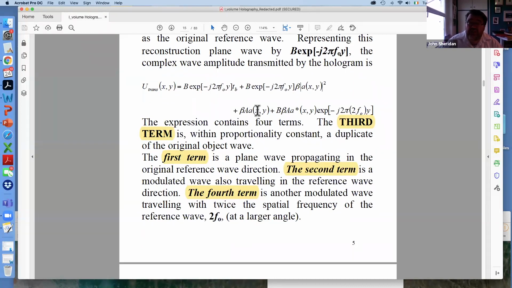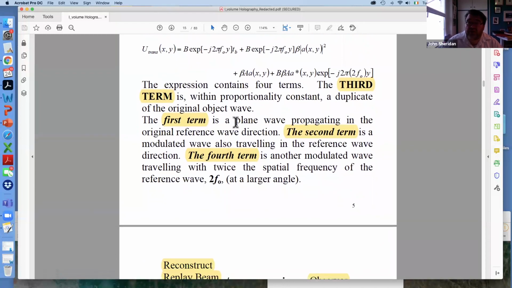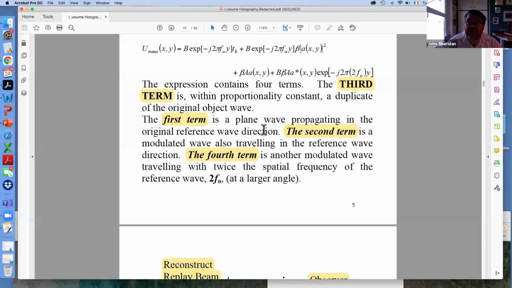So this illustrates the principle of holography. We can reproduce this field. The first term is a plane wave propagating in the original incident direction. The second term is a modulated wave also traveling in the reference wave direction. So these are messy. This is fairly straightforward. It's a plane wave. This is messy because we see, look, we're going to have superimposed on it this amplitude, which is varying as a function of x and y. And the fourth term is another modulated wave.